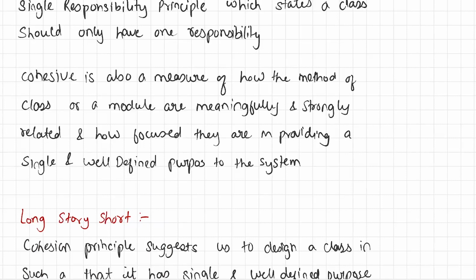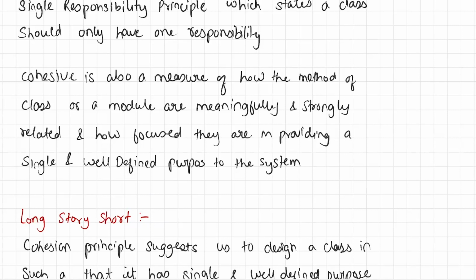Okay, now moving on. Cohesion is also a measure of how the methods of a class or a module are meaningfully and strongly related to each other, and how focused they are in providing a single and well-defined purpose to the system. So guys, using the cohesion principle, we can measure how the methods of classes are meaningfully and strongly related to each other. And we can also measure how focused all the methods of a class are, so that it can provide a single and well-defined purpose to the entire system.